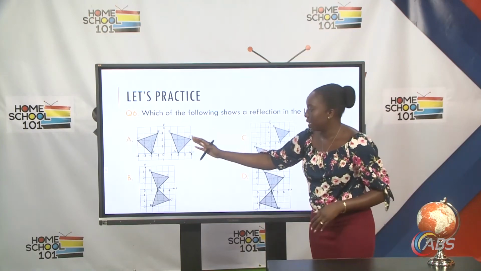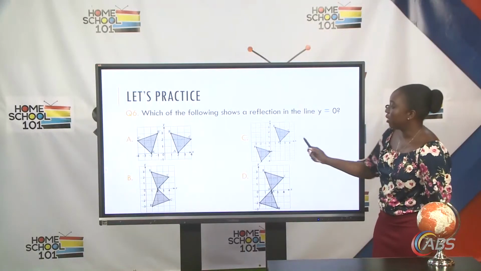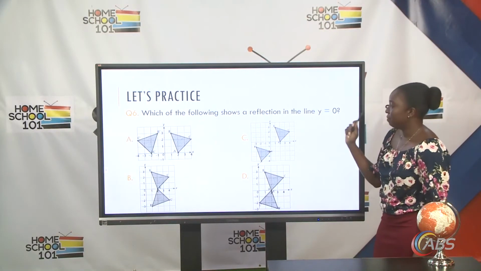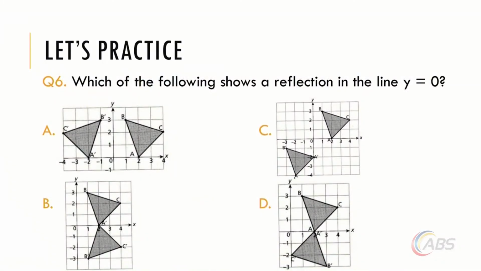So let's look at the options that we have here now. So we have A, B, C, and D. Knowing that line y equals 0, which of these 4 options is a reflection in that line? We already can go ahead and eliminate a few of them.